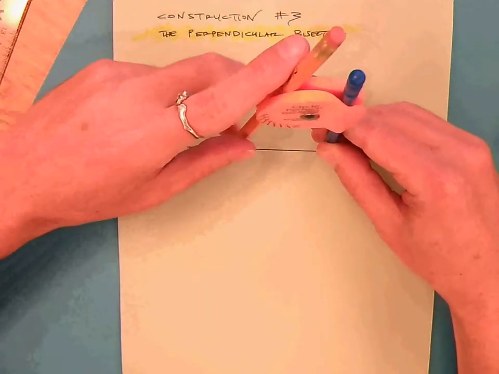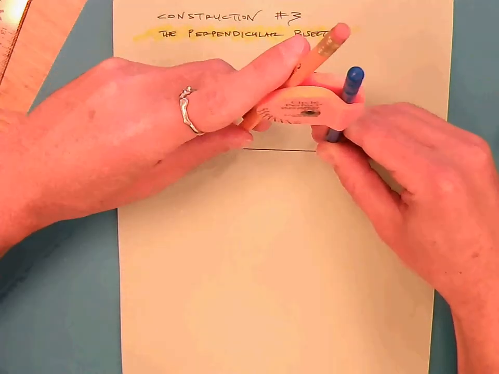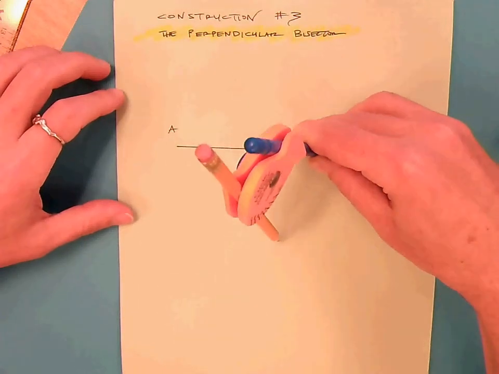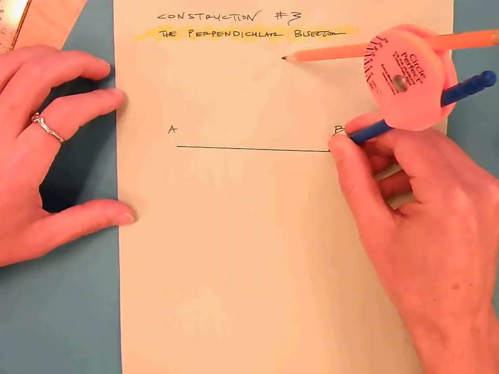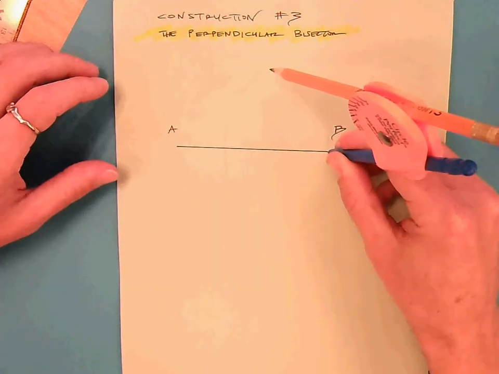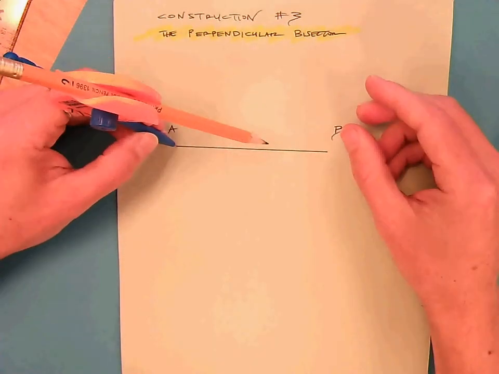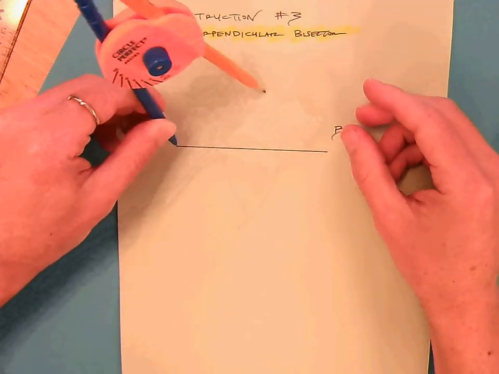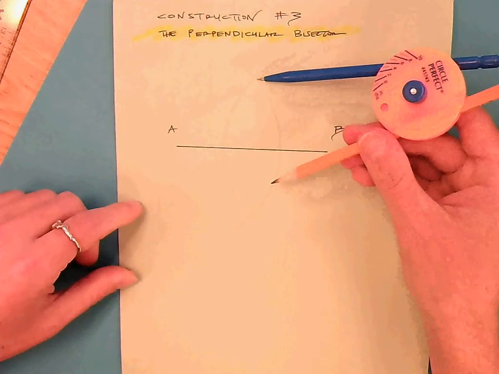Some people, what they like to do to make sure is they go out a little bit further. But I like to be just a little bit, not too far. So your choice. Then draw an arc, like so. And very important, do not change the setting. Place the metal point on the other endpoint. Draw the same arc. You should then get two intersection points. One above and one below.